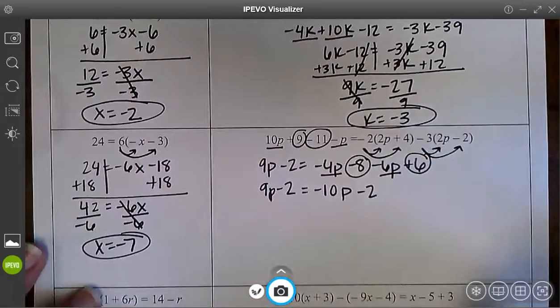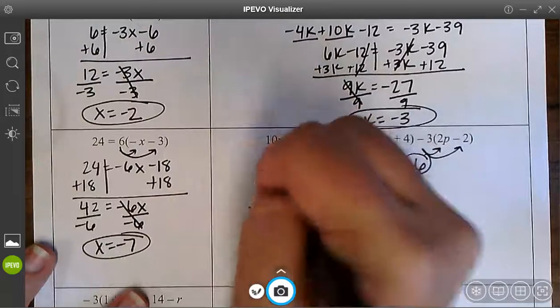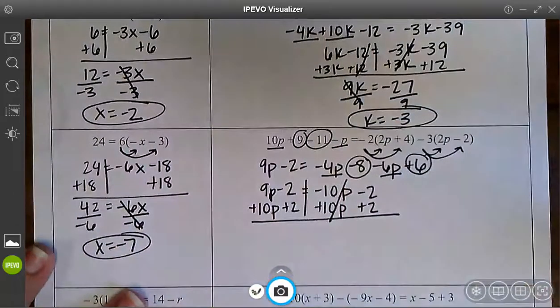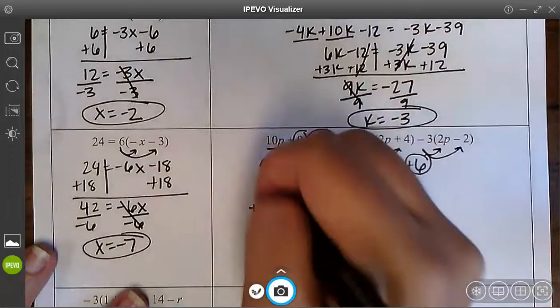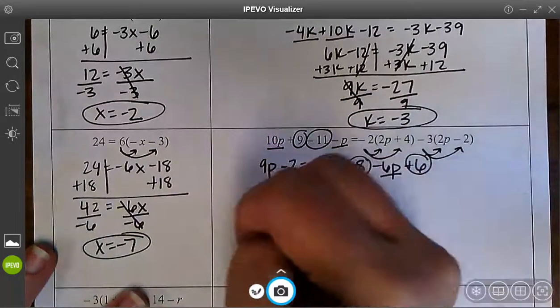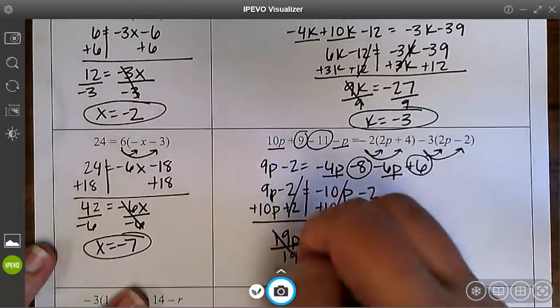Bring down my left side. Get my p's together. And I'm also going to go ahead and get my 2's together. So I get 19p equals 0. Divide both sides by 19, and you get p equals 0.